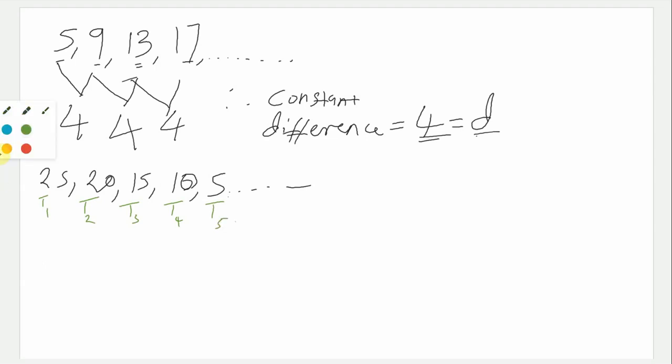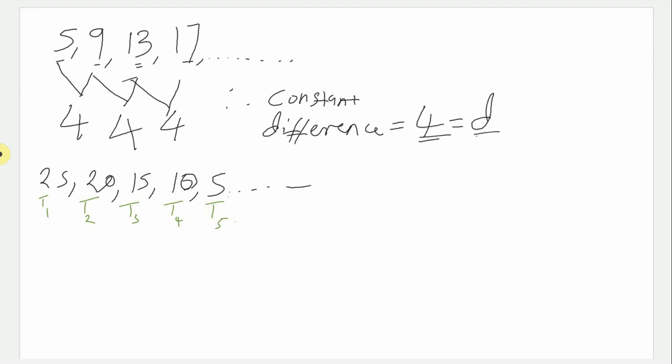So then we can still find our constant difference. It means that our constant difference in this case is going to be a negative number. So it's still possible to get a negative number as a constant difference. So how do we do that?